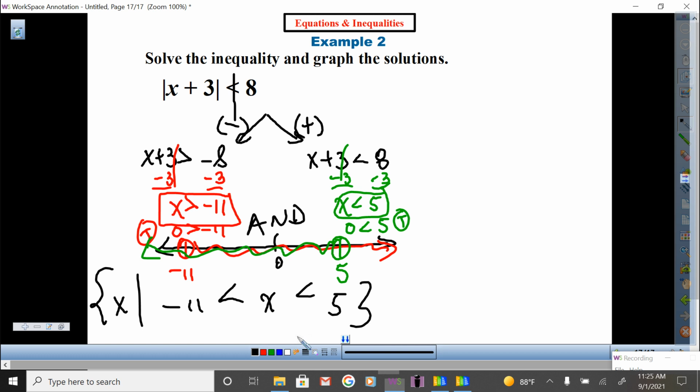Show me your fingers, how comfortable are you with these? 1 being the lowest, 5 being the highest. 5s, 4s, okay? Shall we continue? All right, here we go, example number 3.